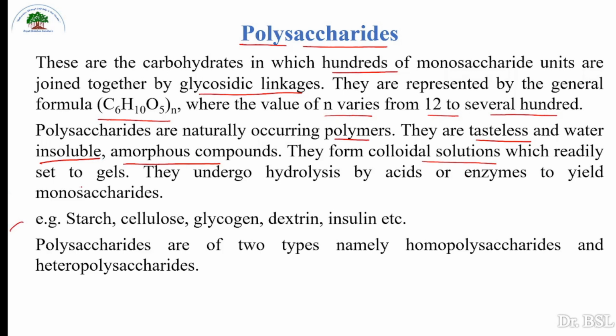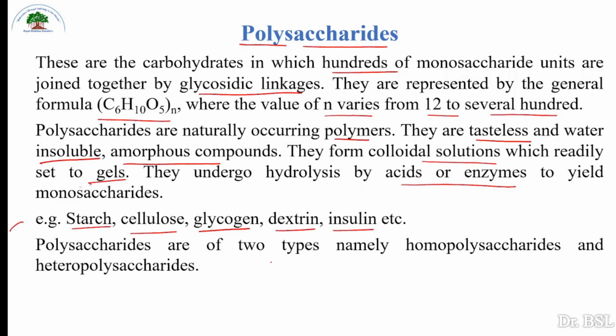So they form gels. They undergo hydrolysis by acid or enzymes to yield monosaccharides. Examples are starch, cellulose, glycogen, dextrine, inulin. These are some examples of polysaccharides.